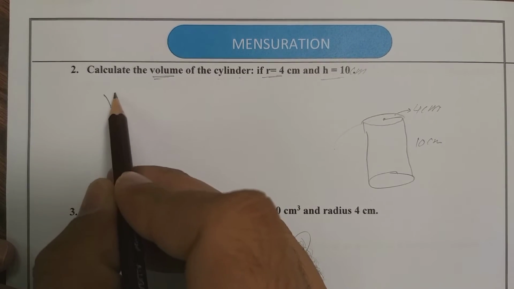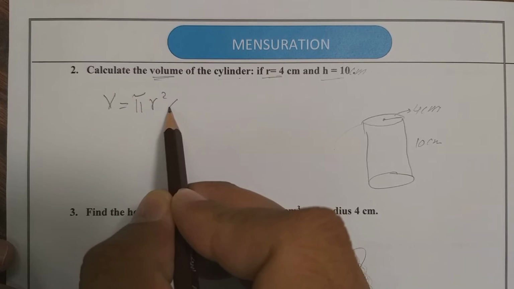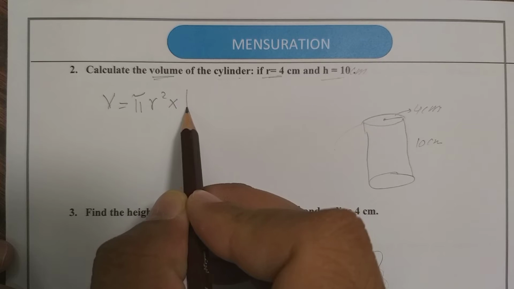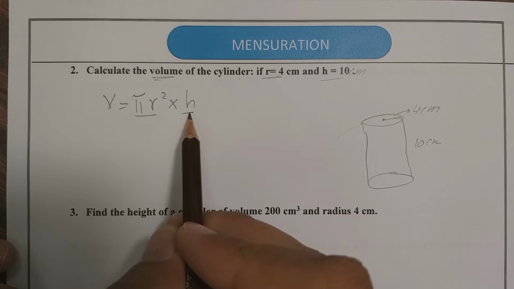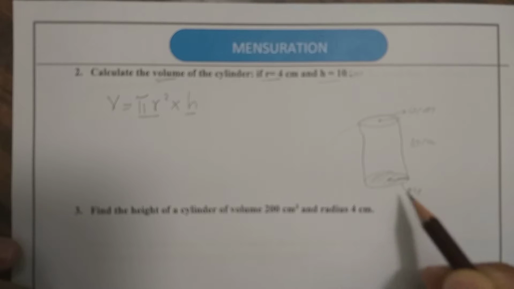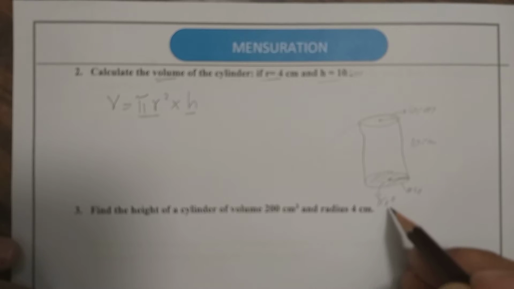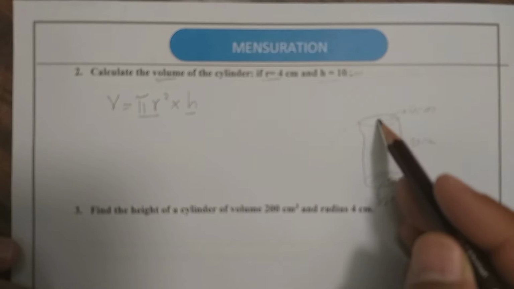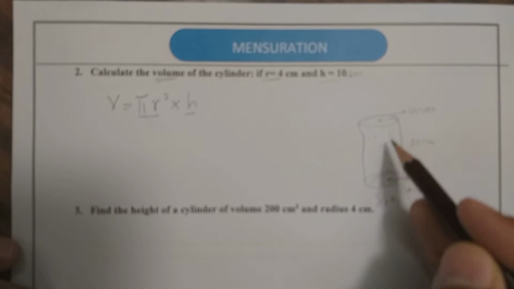So the formula for the volume is pi r squared times height: area of base times the length. The length is 10. This is the area of base, where the radius is 4, and we know that the area of the circle is pi r square. With the height, we can find the volume of this cylinder.